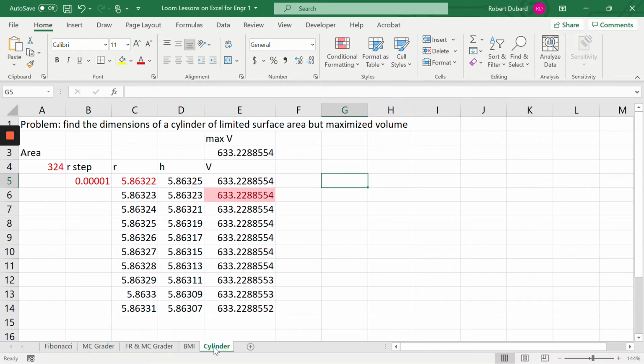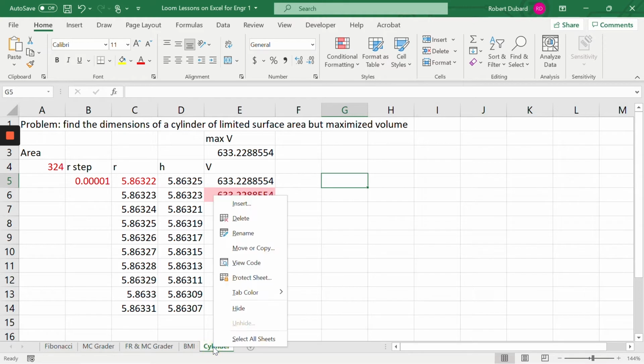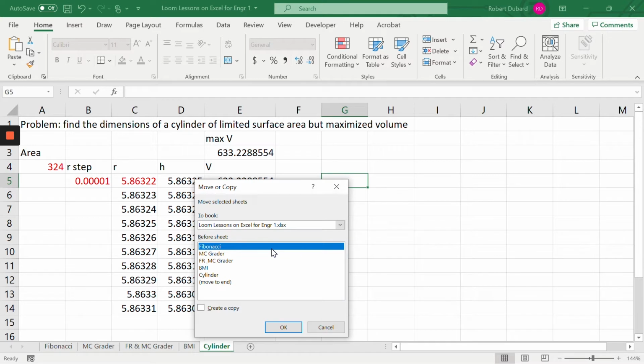If you come down here to the bottom, when you're on the tab, and you right-click on it, one of the options is Move or Copy. We're actually going to copy and then move the result. So I'm going to click Move or Copy. It will only copy your current tab, so it's copying cylinder. I have to create a copy. Now it gives me the option of moving it before the Fibonacci, or between these tabs, or at the end. I want to move my copy, this new one I make, to the end of these tabs down here. So I'm going to say OK to that.